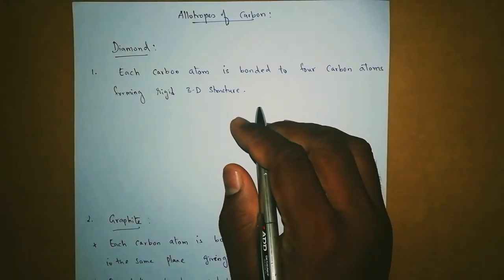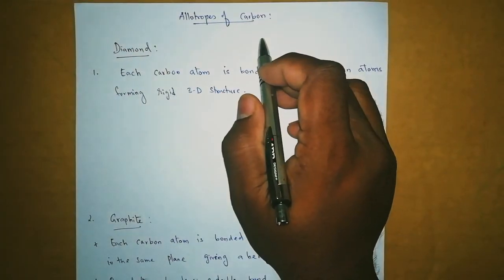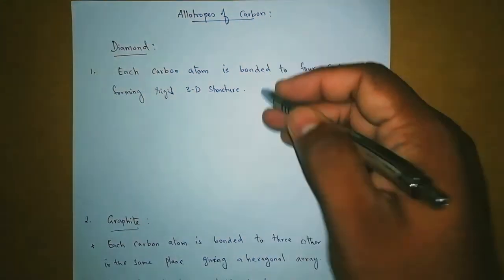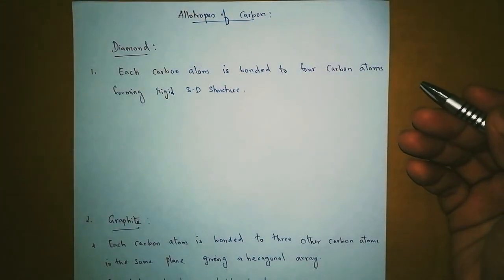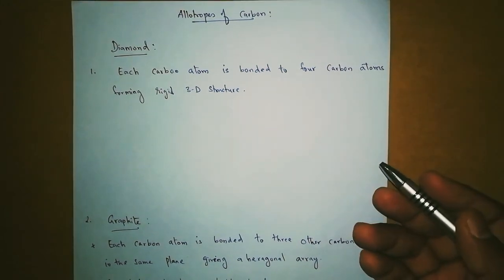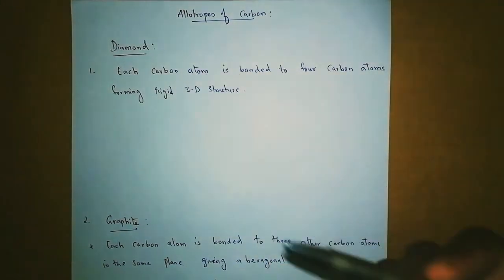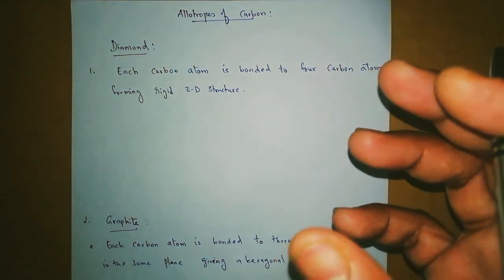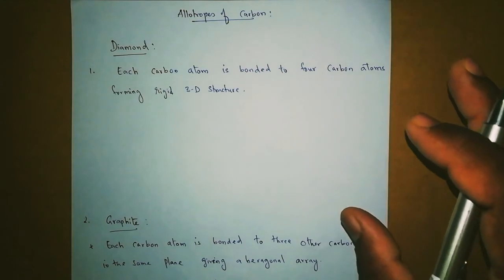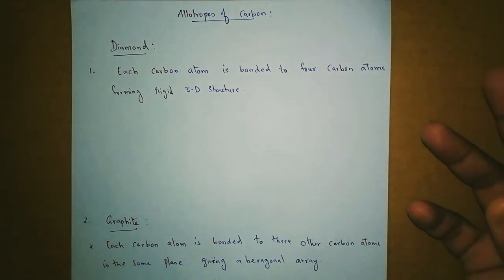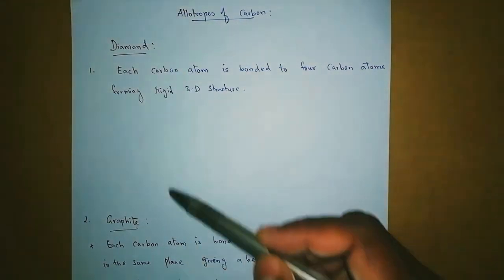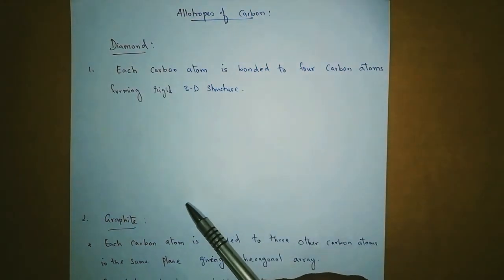The next topic is allotropes of carbon. Carbon occurs in different forms in nature. That means, as we know, diamond is also a carbon, graphite is also a carbon, coal is also a carbon. So carbon appears in totally different forms in its physical state. That is what allotropes are. And here we are going to see two examples: one is diamond, another is graphite.